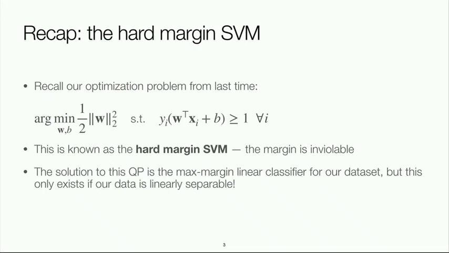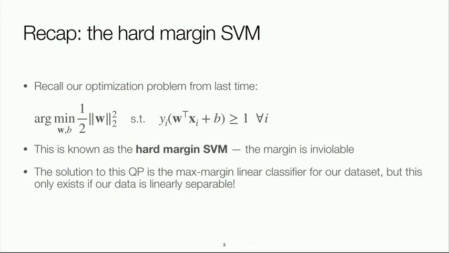But the problem is, if our data are not linearly separable, so there are some points that are mixed in, and there's no line that we can draw that is perfect on all of them, then this QP is just going to fail, basically. It won't return you anything. It'll just say that all of these constraints can't be satisfied at the same time.